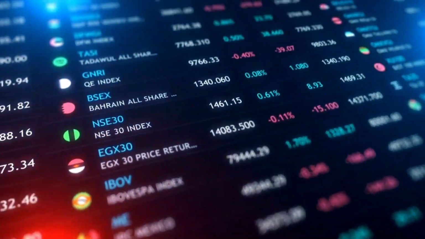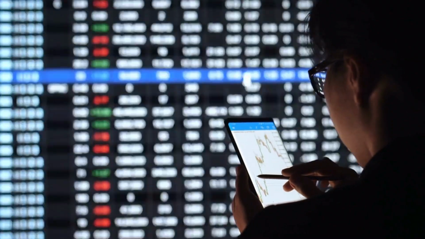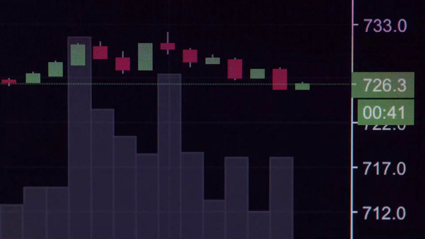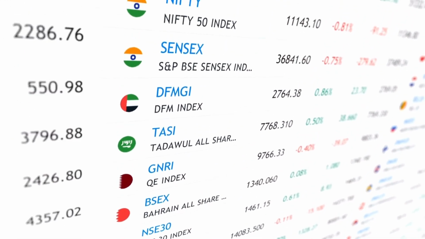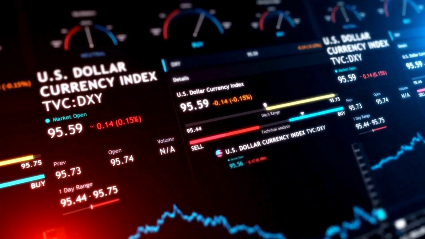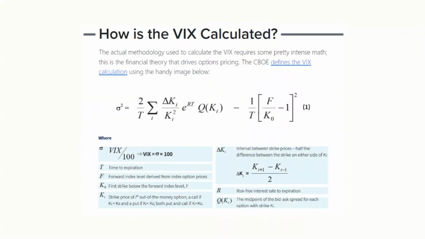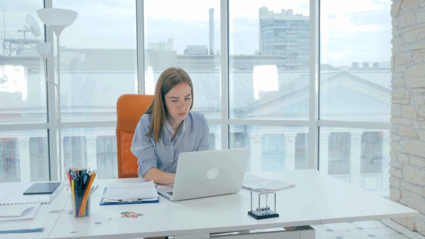A high VIX value indicates that investors are expecting strong price swings, which is often a sign of market uncertainty and fear. In the past, a sudden rise in the VIX has often been a precursor to a market correction or downturn. For example, the VIX spiked sharply during the 2008 financial crisis, reaching a level of over 80, indicating extreme nervousness and uncertainty among market participants.